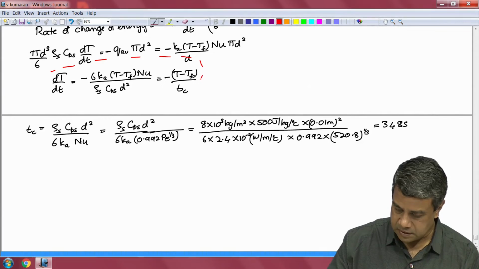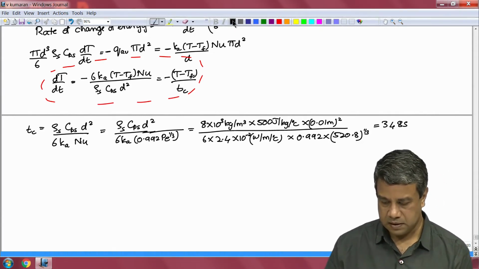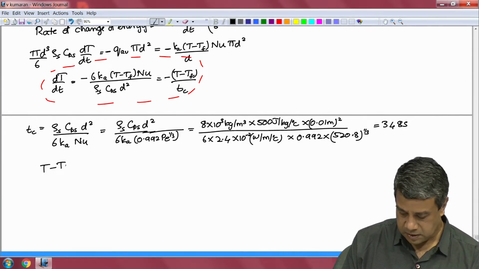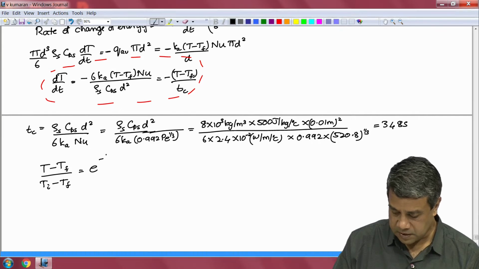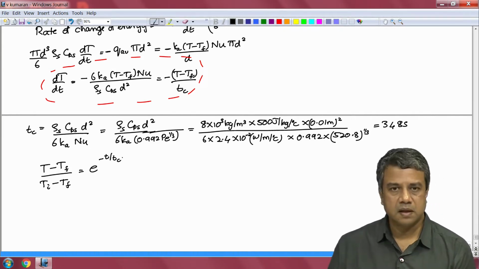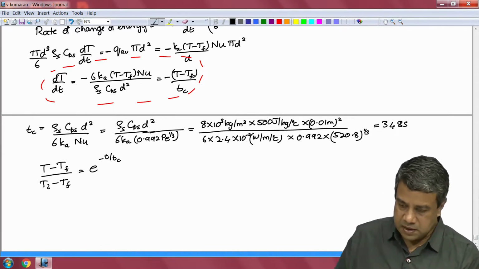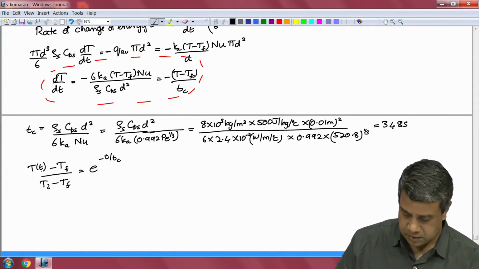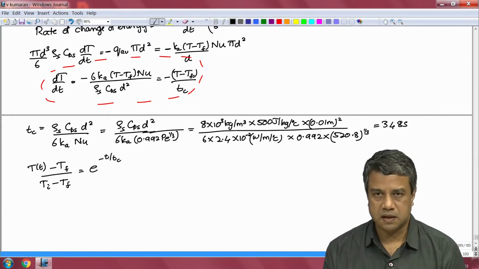I can solve this equation in order to get the temperature, T minus Tf by Ti minus Tf, where Ti is the initial temperature, is equal to e power minus t by Tc. This solution we had already seen before. This temperature at a time t minus the fluid temperature divided by the initial temperature minus the fluid temperature, it is an exponential decrease in time.